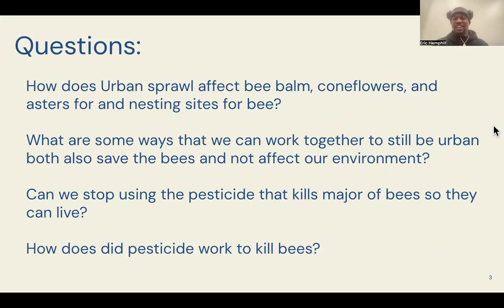The questions I want to answer through this presentation are: how does urban sprawl affect bee balm, coneflowers, and asters, and nesting sites for bees? Are there some ways that we can work together to still be urban but also save the bees and not affect our environment? Can we stop using the pesticides that kill the majority of bees so they can live? How does the pesticide work to kill bees?